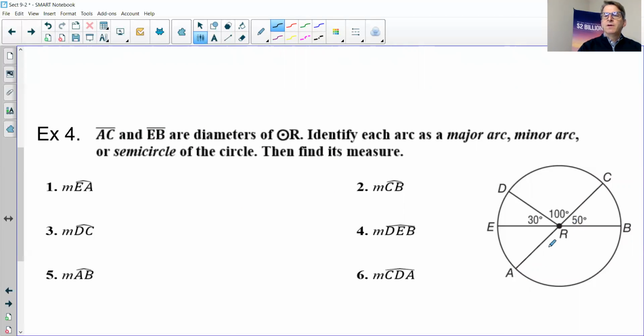So AC and EB are diameters of circle R. We're going to identify each arc as a major arc, a minor arc, or semicircle of the circle. Then we're going to find its measures, okay? So let's first identify some of these other angles in here. This angle ARB, okay? So if we know that this is 50, and this is going to be 50 over here, and if that's a diameter, this ARB is going to be 130.